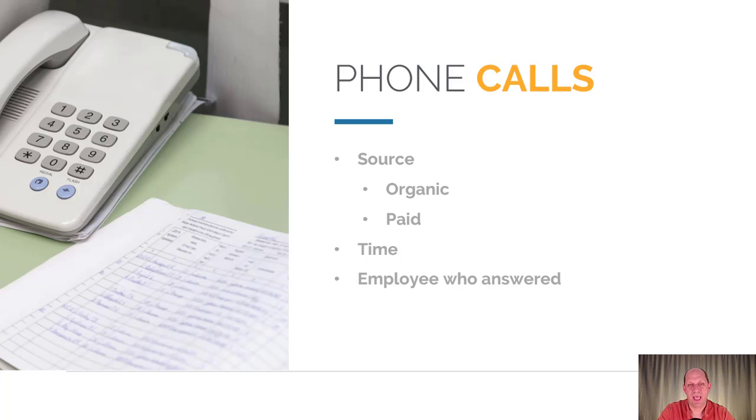Phone calls, of course, have some inherent nature to them. Time, when did they call? This could be useful between mornings and afternoons or weekends or after hours. And the employee that actually answered the call, which, in a sense, if these are salespeople, then that information is also available and can be recorded to look at the conversion rate.